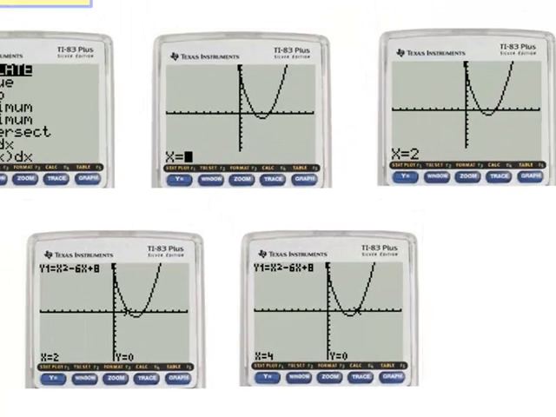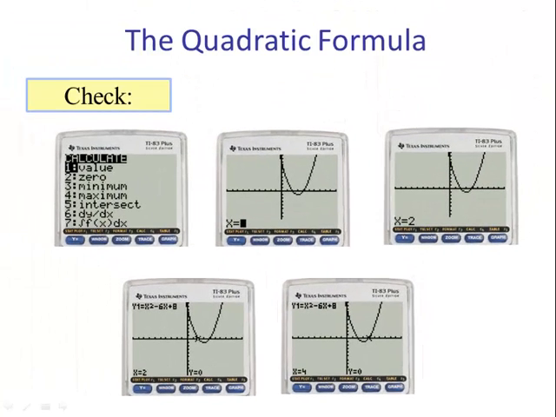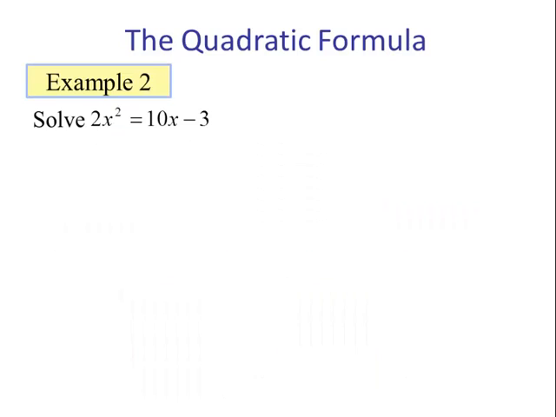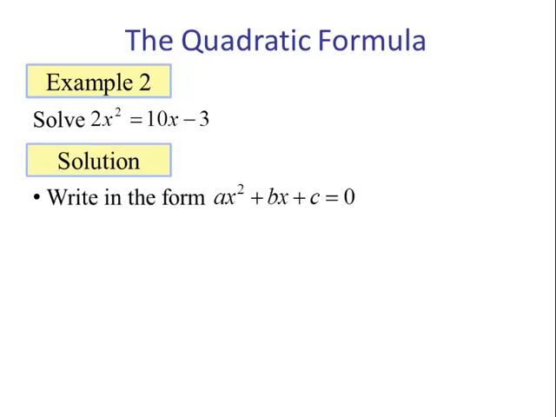Let's do another example. Example 2. Solve 2x squared equals 10x minus 3. Solution. Our first step is to take this quadratic equation and put it in standard form, ax squared plus bx plus c equals 0. So this is not equal to 0. This is not in standard form.